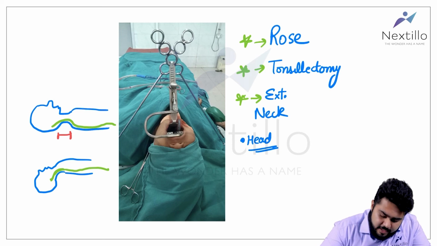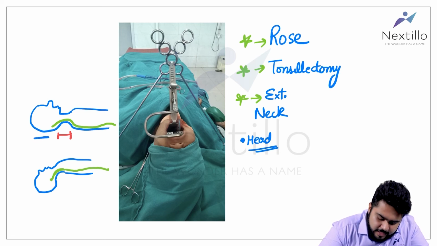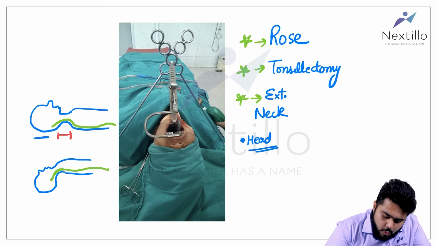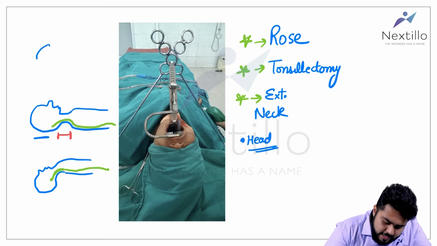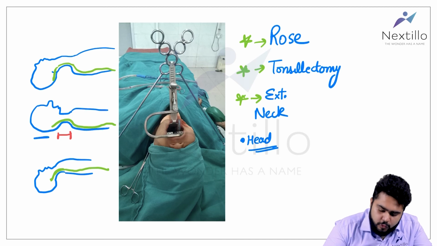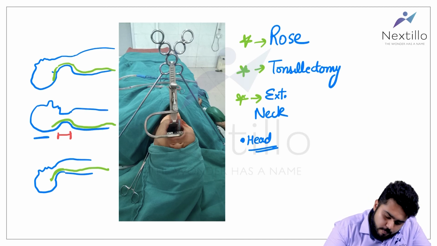Now if I extend the head and keep the neck straight, how will the person look? Only head extended. I'll show you. I'll draw it like this. Neck straight, person straight. So neck I'm keeping straight. Head I am extending. So now what happens is, this neck is normal, his head is extended. So in this position, Rose position, both are done.